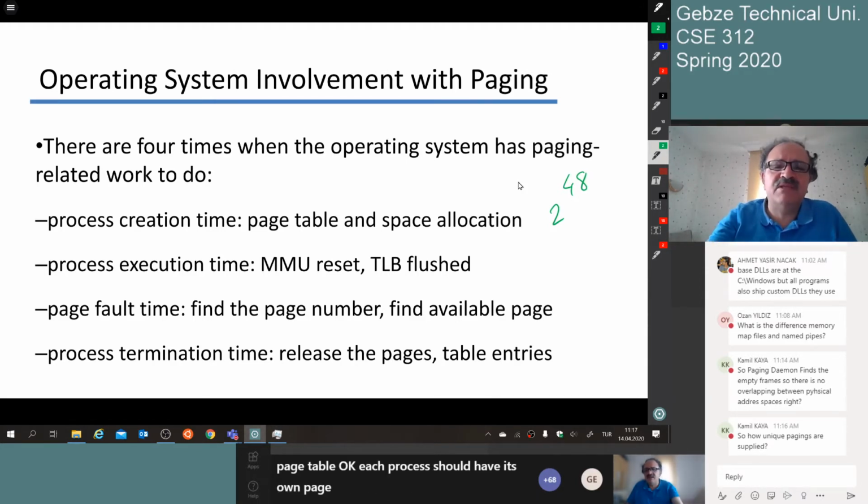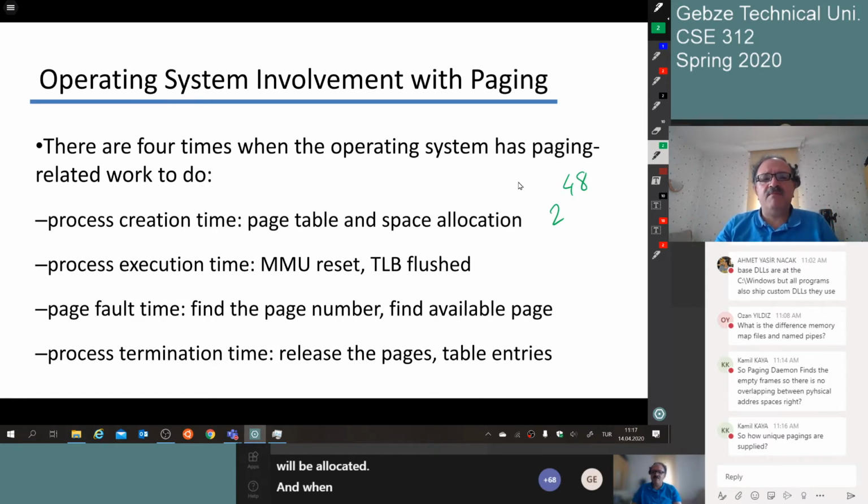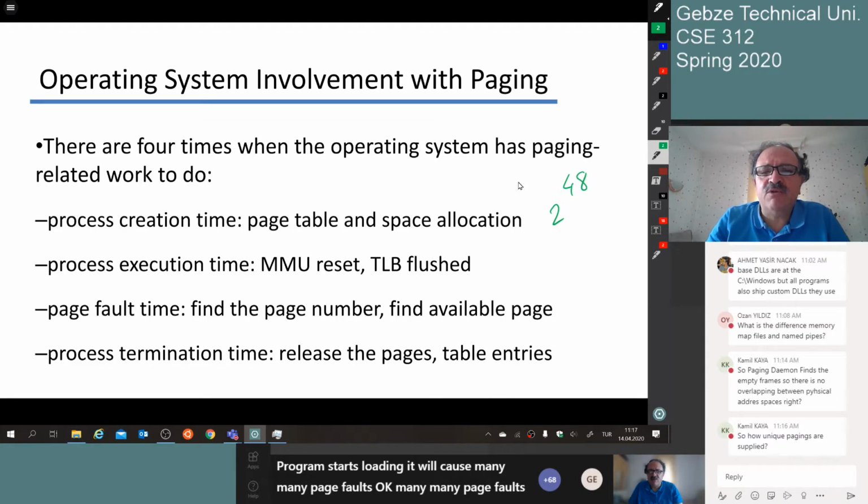So that page table is created, and the space allocation is done for that page table. Also, space allocation has to be done for the pages of that process. At the beginning, only a few pages will be allocated, and when the new program starts loading, it will cause many page faults, and it will start loading its working set into memory. So it will take some time to get up to speed with the new process.